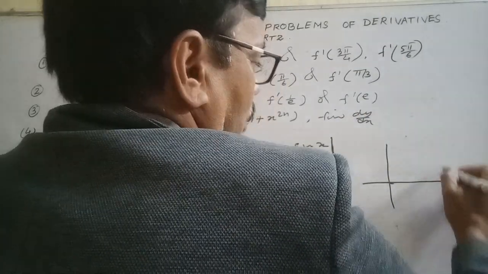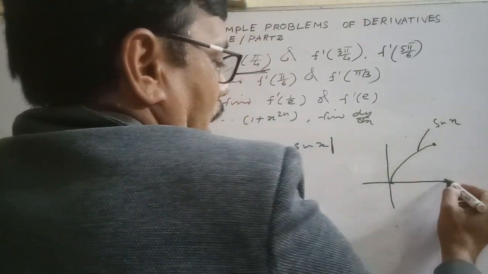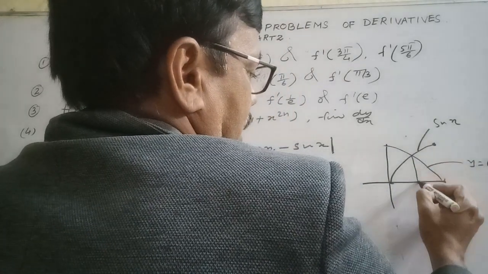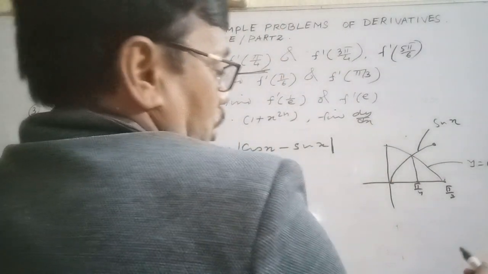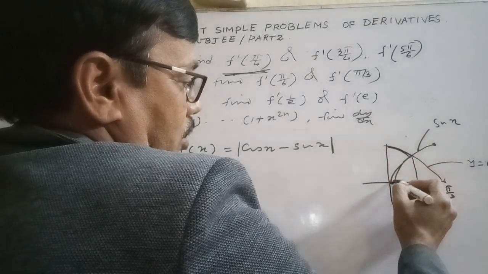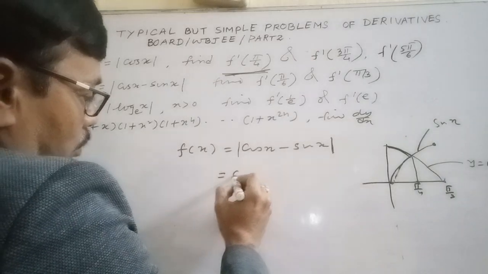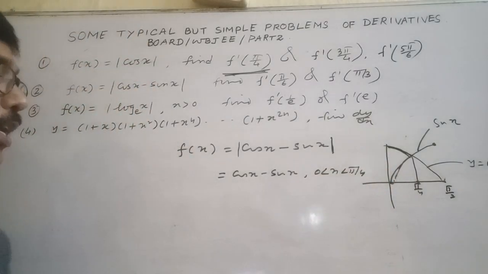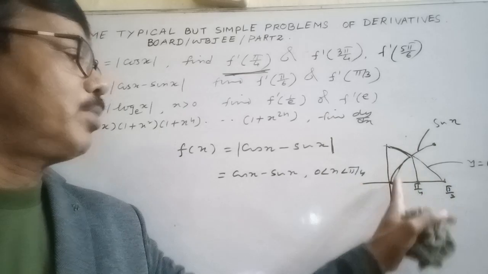So if we draw the graph of sin x, look, 0 to pi by 2, this is the graph of sin x. And the graph of cos x, this is y equals cos x, and they intersect at pi by 4. Look, in 0 to pi by 4, the graph of cos x is above the graph of sin x. So in 0 to pi by 4, cos x is greater than sin x. So we can write cos x minus sin x in 0 less than x less than pi by 4.